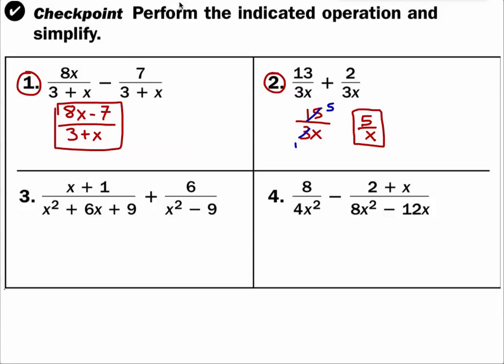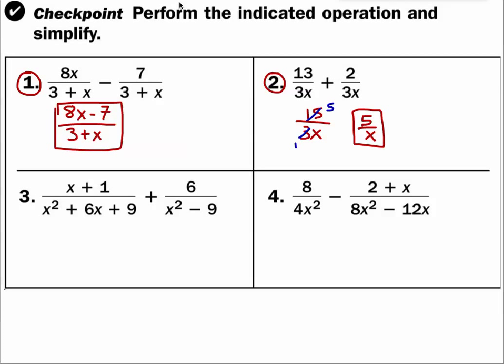Okay, so if you look at number 1, it turns into just 8x minus 7 over 3 plus x. The denominator is the same. We're talking about 3 plus x for both terms. So 3 plus x is your denominator. And the numerator is just subtract, because you already have the same denominator. 3 plus x, 3 plus x. So 8x minus 7 over 3 plus x. Yay! Now if you look at number 2, it's a little more interesting.